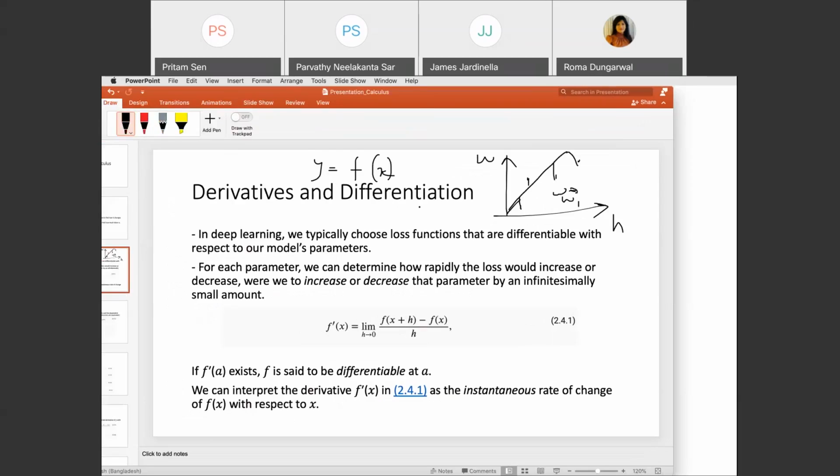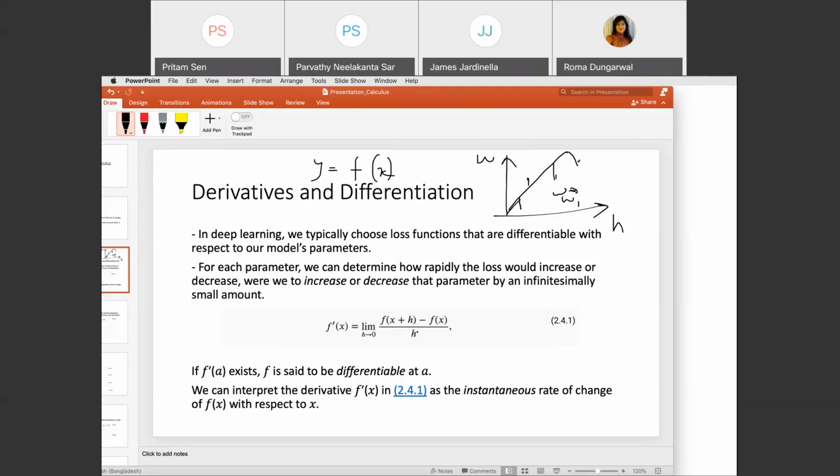So we want to change the value of x. For example, we want to add some value to x and see what the impact is. So for example, we increase the value of x by h. So what's the change? The change is the function of x plus h minus the function of x.